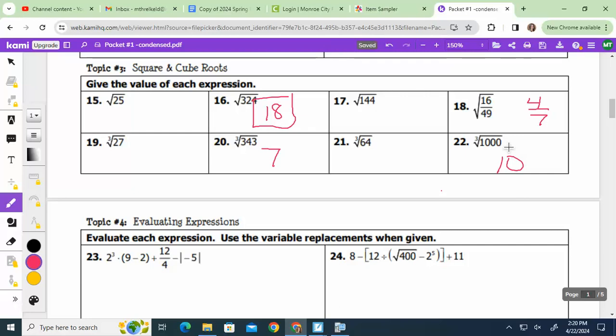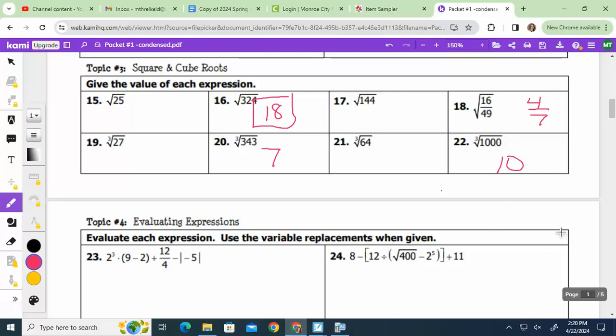Any questions about how to enter a cube root or a square root? Yeah, can you show me how to do that? The cube root or the square root? Go to math. Number 4. You're welcome.